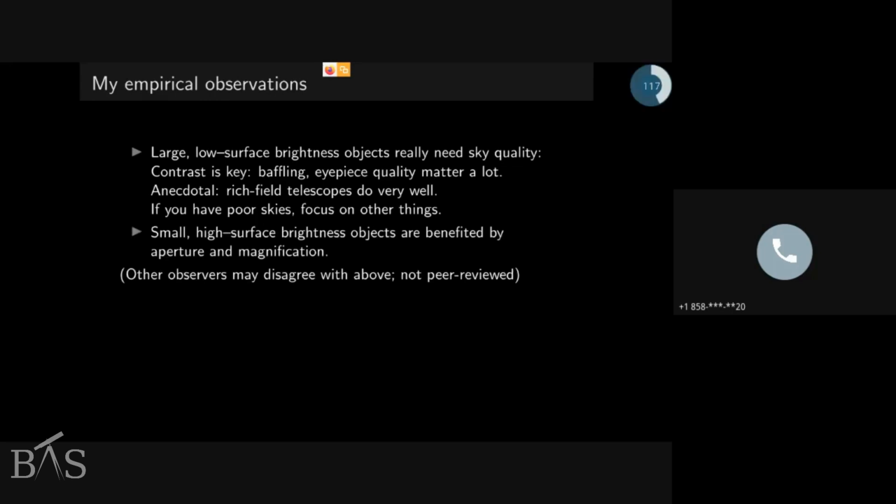Whereas for small high surface brightness objects, you can throw aperture and magnification at them, and they will get better and better. So if you have aperture power, high surface brightness objects, you can knock them out pretty well. With low surface brightness objects, my general sense is that an 18-inch in a mediocre sky will be challenged by a 6-inch in a really dark sky. So aperture doesn't take you as far as dark skies do. But for small high surface brightness objects, aperture and magnification really help.